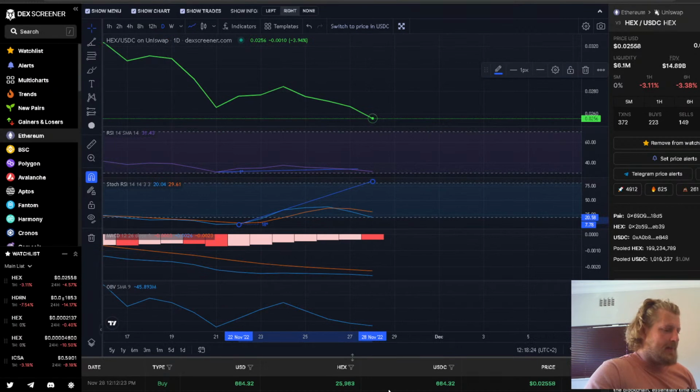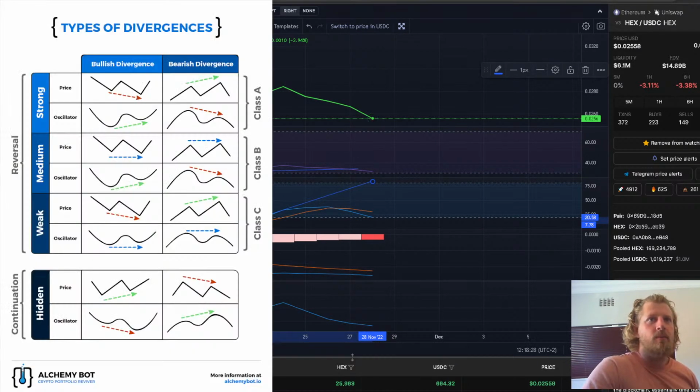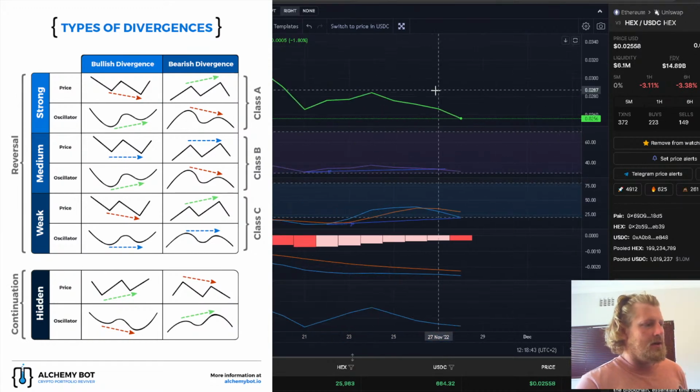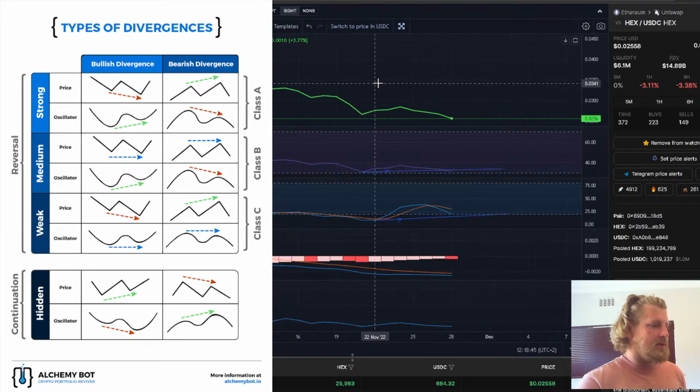Okay? Let me pull that up again for you guys. The one right at the top left, price is going down. The price is going down, yet the oscillator is going up, right? So this is bullish divergence. It says that a trend reversal is coming pretty soon, right?